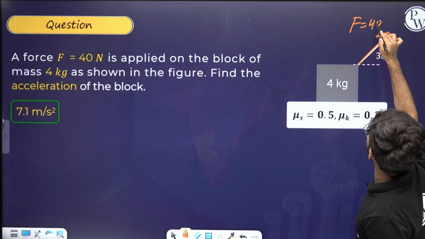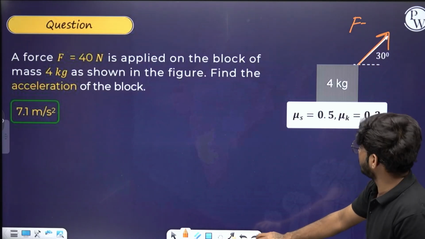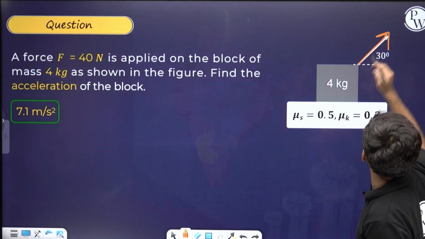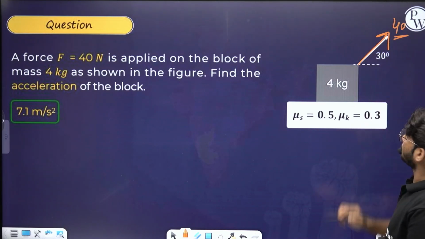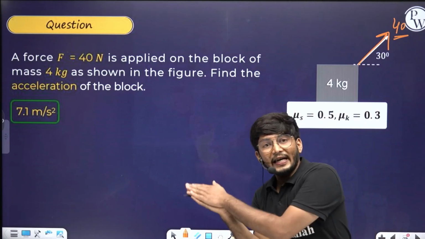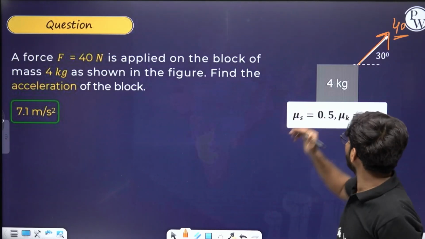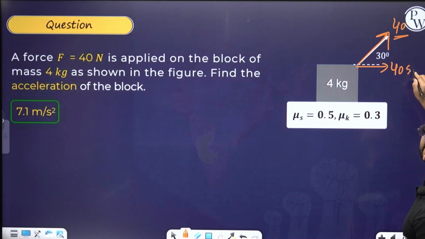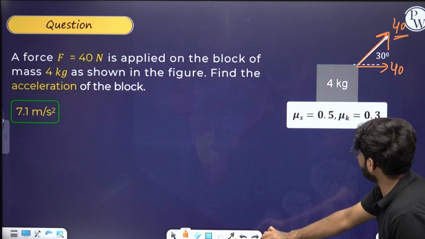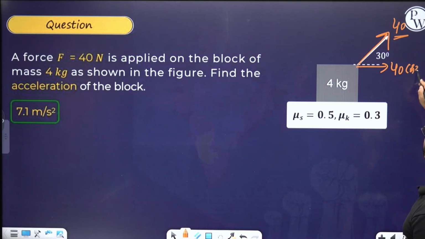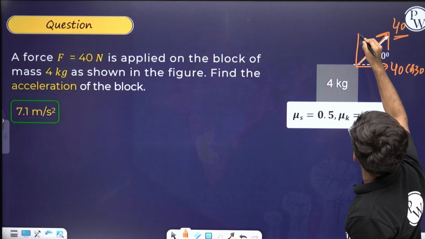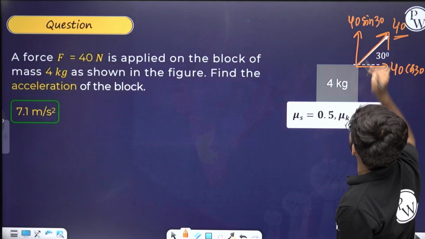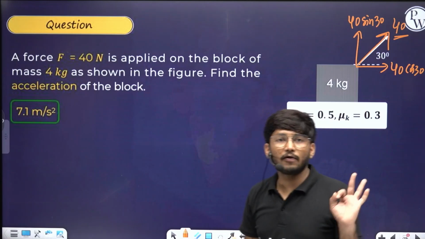F, 40 Newton, is applied on the block in this direction. Since the force acts at a certain angle, we can always resolve this force into 40 cos 30, right? 40 cos 30 and the vertical component 40 sin 30.